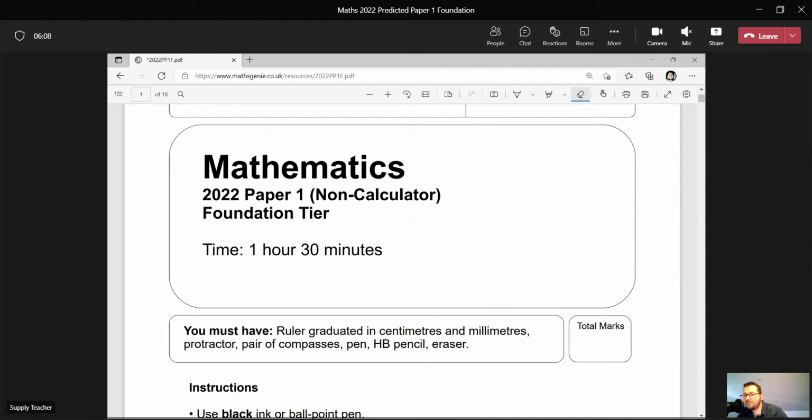Hello, I'm just going to have a go at this paper. It's a predicted paper for this year with all the advanced information, so it's only got the topics on it that have been listed, and it's paper 1 foundation. So no calculator, but let's have a look at what we've got.